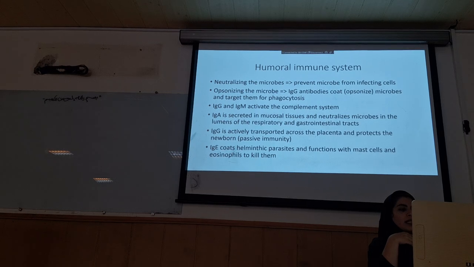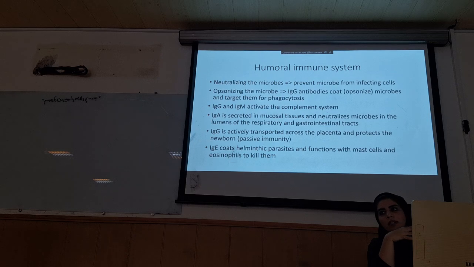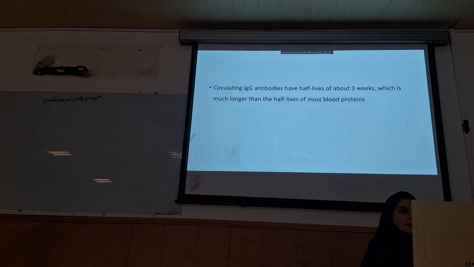IgE coats the parasites and functions with mast cells and eosinophils to kill them. So IgE has a function in eliminating helminths and parasites, and also in anaphylactic reaction. IgE attaches to the surface of mast cells for anaphylactic reaction. Circulating IgG antibody half-life is about 3 weeks, which is much longer than the half-life of most blood proteins.